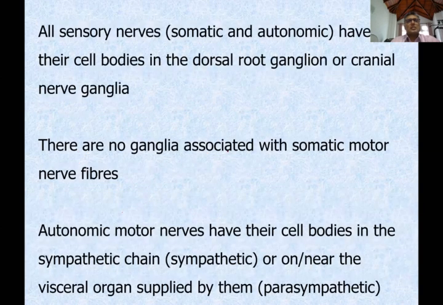And all sensory nerves, whether they are somatic nerves or autonomic nerves, remove the video. Okay, remove the video.